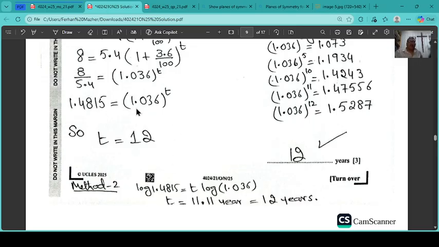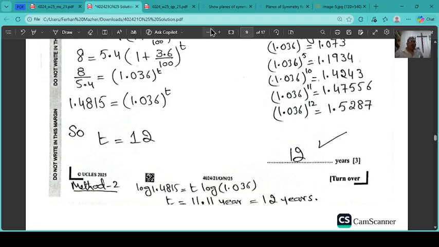So log of 1.4815 equals, when we take log on this side, this power will come to the side. That's the rule of the log. So the t will come to the side, times log of 1.036. Then t will be equal to, dividing on the other side, log 1.4815 divided by log 1.036. On your calculator you will write this, and the calculator will tell you 11.11 years. Because we have to give the answer in complete years, 11.11 years means you need 12 years.